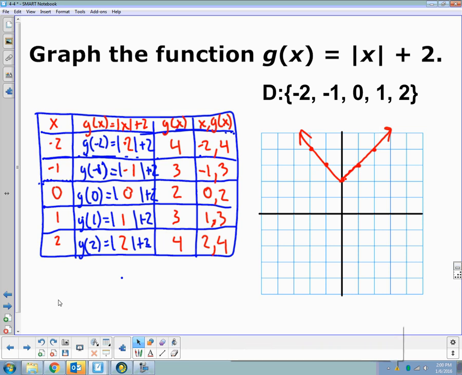So it should be negative 2, 4; negative 1, 3; 0, 2; 1, 3; and 2, 4. Again, those vertical bars, the absolute value bars, always create a positive result. The absolute value of negative 2 is 2, plus 2 is 4. The absolute value of negative 1 is 1, plus 2 is 3, and so on. So when you're doing these problems, be very careful with your absolute values and your exponents. And this one does end up being a V. Absolute values are going to give us a V shape.